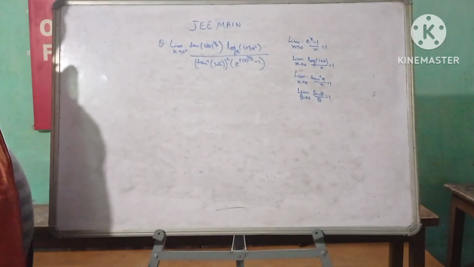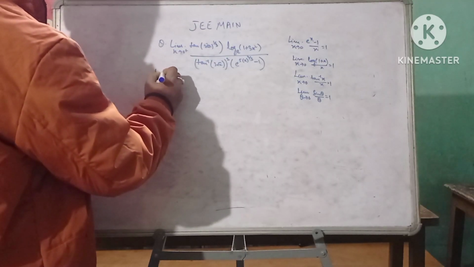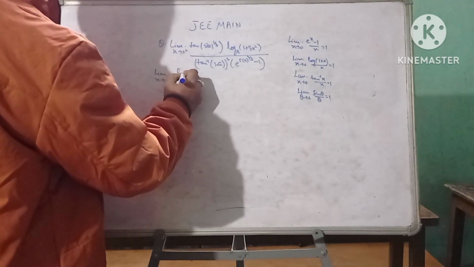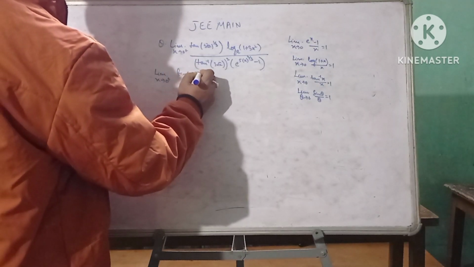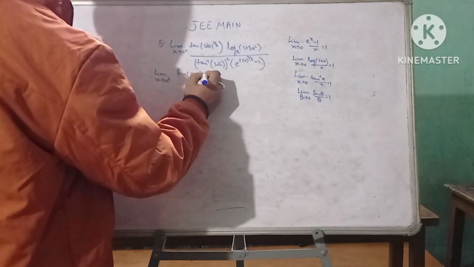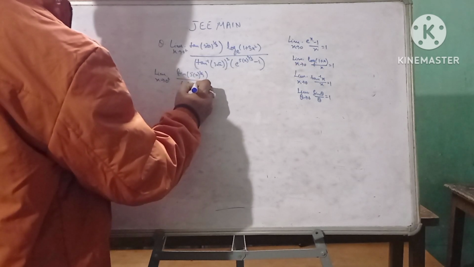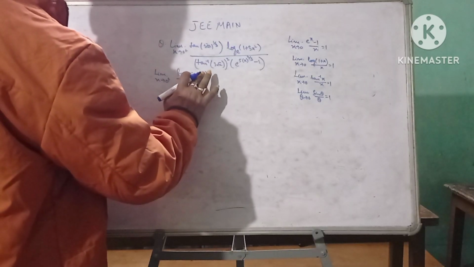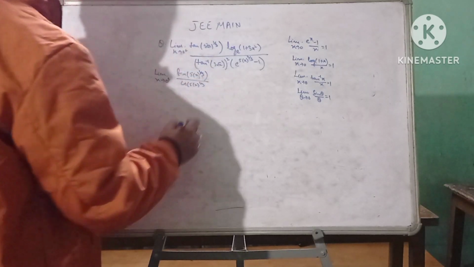This is also a JEE Mains question. To solve this, we are taking the limit as x tends to 0 plus of sine 5x to the power of 1 by 3, divided by cos 5x to the power of 1 by 3.